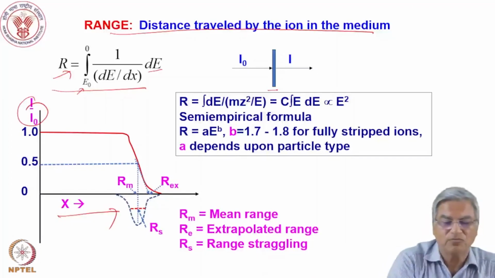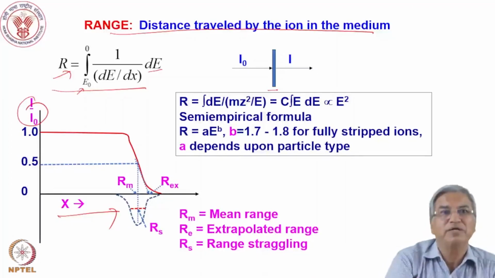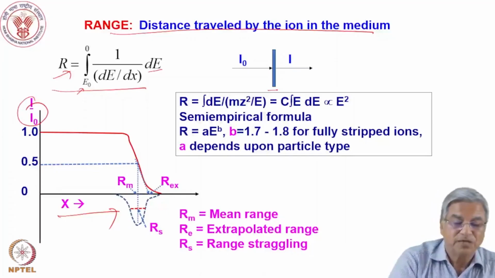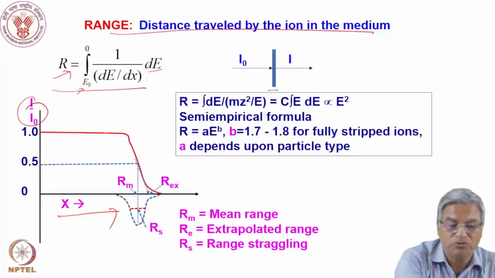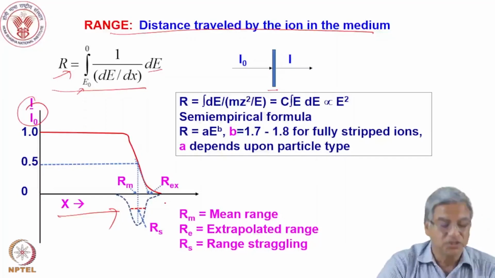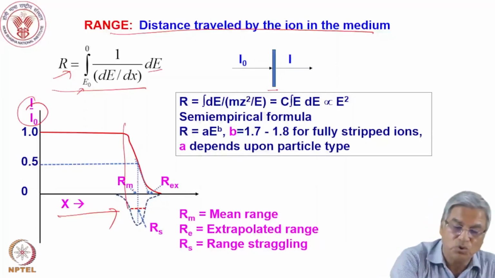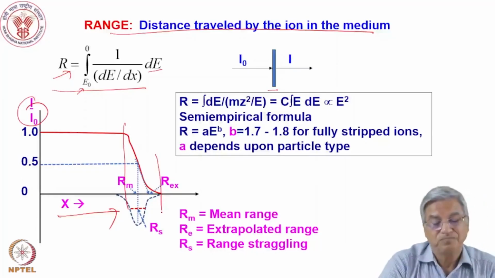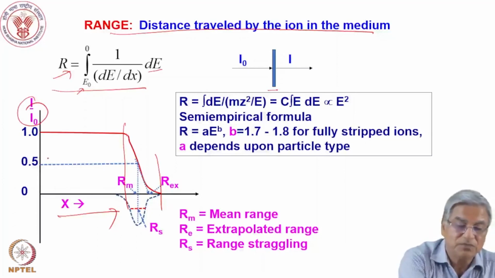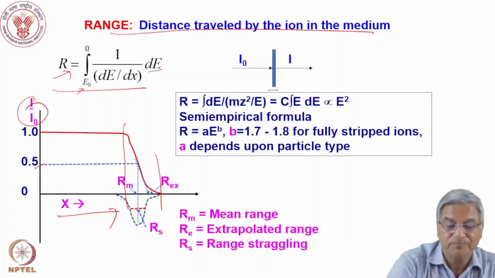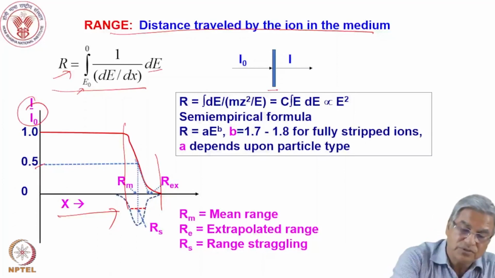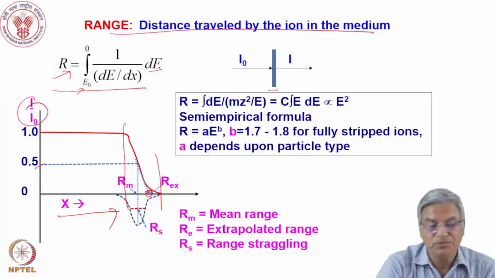And this transmission curve for alpha particles, or for that matter any heavy charged particles, will be like this. You see here, all the heavy ions will pass through a certain distance, and then when they start picking up electrons, the intensity will go down. In a very narrow zone, all the ions will stop. When the intensity has become half, we call it the mean range. And if we extrapolate this decreasing part of the plot, we call it the extrapolated range.